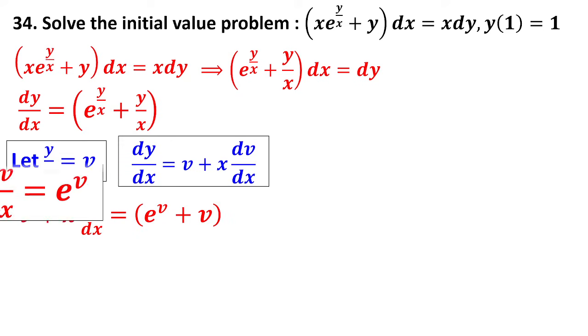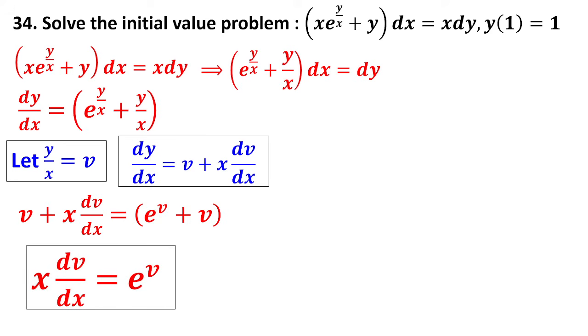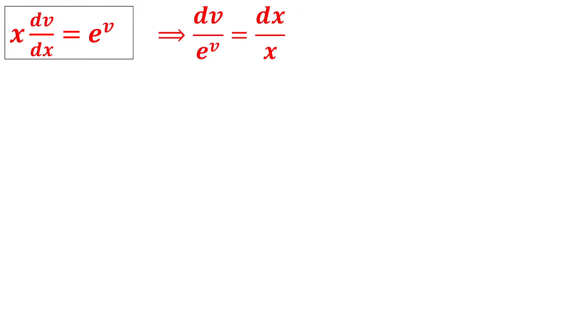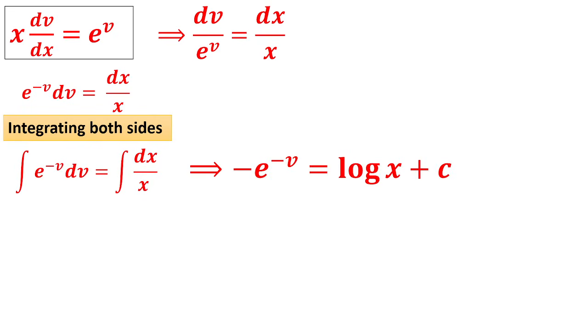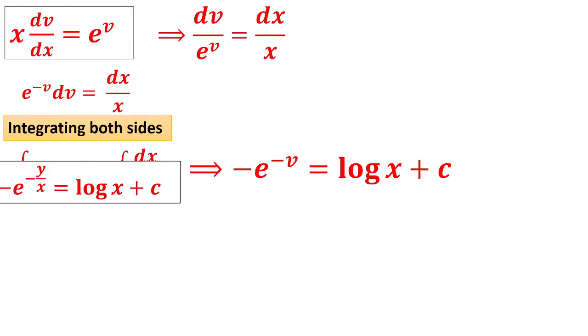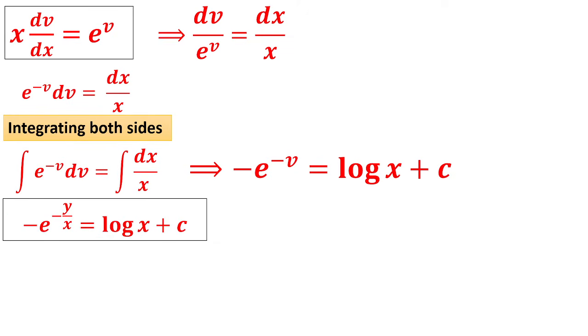Bringing that v to the right hand side, it will get cancelled. x into dv by dx is equal to e power v. Variable separable. Left hand side, it is e power minus v dv. Therefore, it is minus e power minus v is equal to log x plus c. This is not the answer. You have to replace v by y by x.